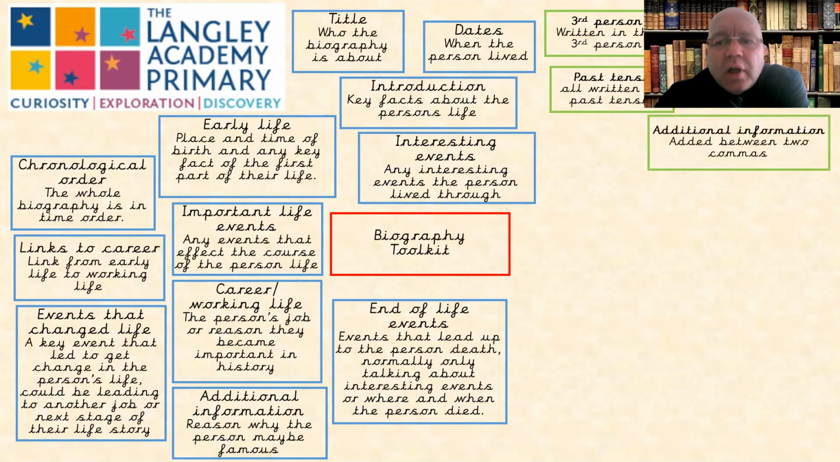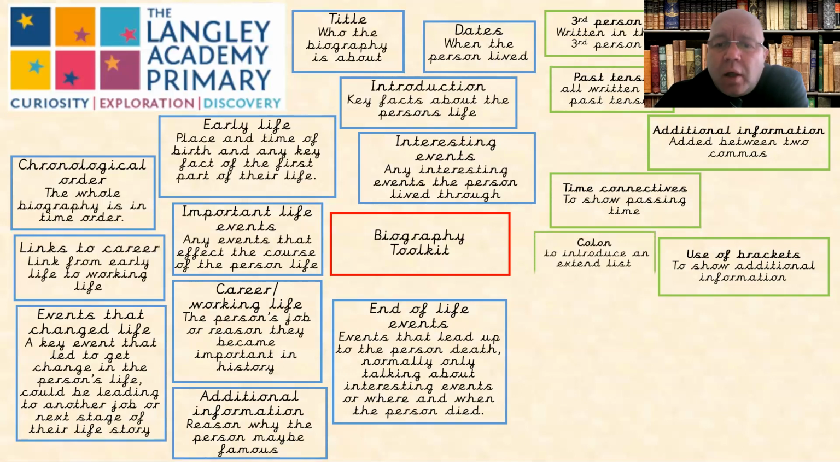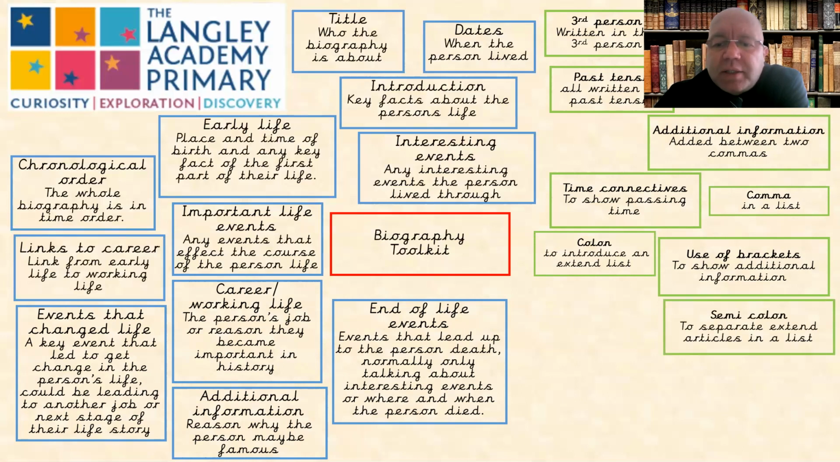Any additional information can go between two commas. Use of time connectives. Starting paragraphs with time connectives to show how time has moved on since the previous events. The use of brackets for additional information. Okay, remember that, and there was that third way to enter a parenthesis, the hyphens, the dashes. Colons, they introduce a list. Commas within the list, unless each element of the list is a little bit longer, and then we can use semicolons to separate larger items in a list.